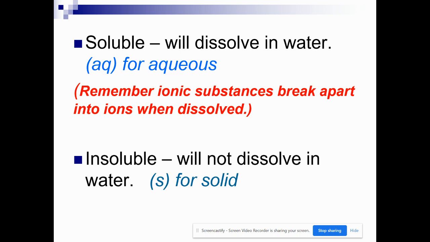Now, the word insoluble means that the substance will not dissolve in water. And these substances you're going to see marked with an S as the subscript for the phase notation, meaning that it is a solid because it will not dissolve in the water and make a solution.